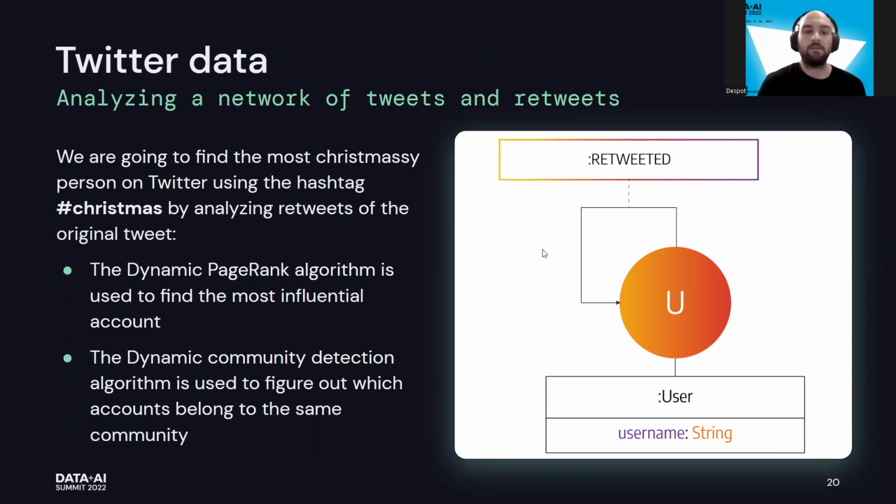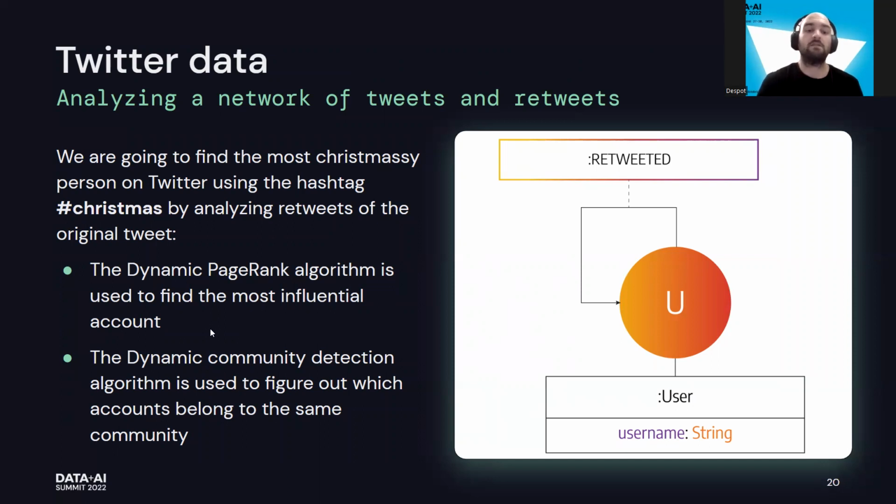We wanted to find the most Christmassy person on Twitter, which is why we're searching for all the tweets with the hashtag Christmas. And to find the most influential user, we are using the PageRank algorithm. And to find communities of users, we are using community detection. Noteworthy difference here is that we are not using the traditional PageRank algorithm or community detection. We are using dynamic implementations of these algorithms.